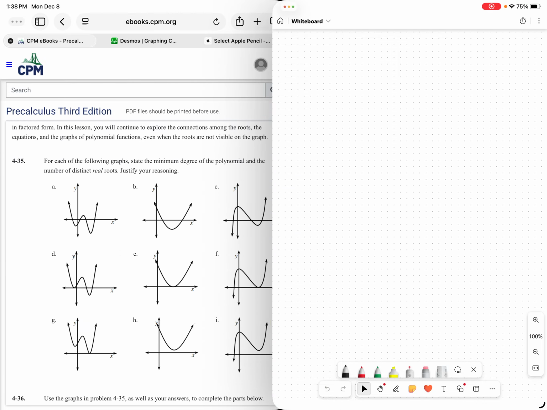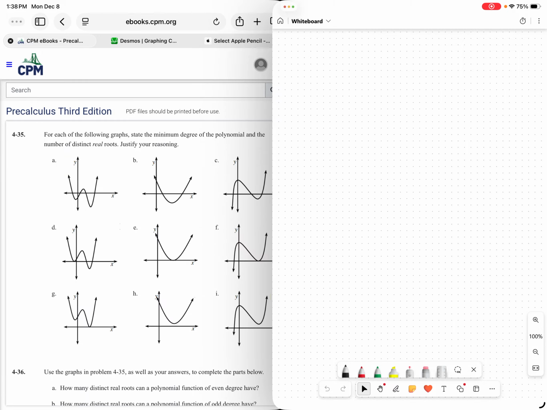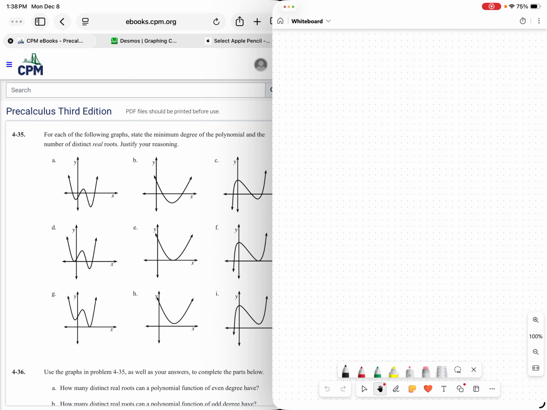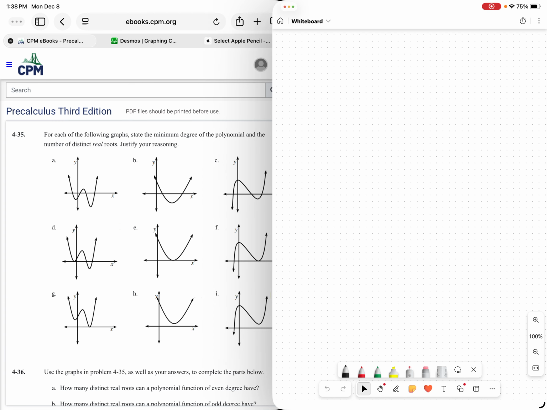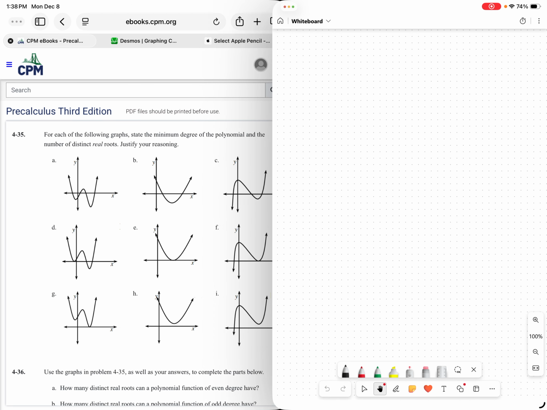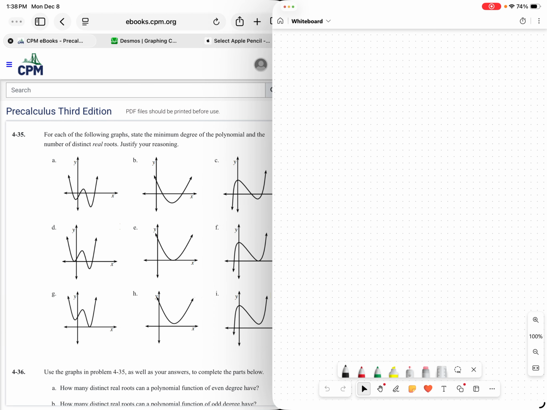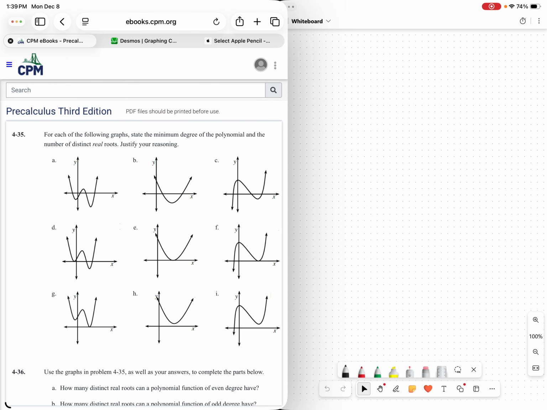So for each of the following graphs, state the minimum degree of the polynomial and the number of distinct roots. So if you go back to the last lesson, we talked about degree, right? And the degree minus 1 is the number of curves. The degree also tells us the possibility of that number of roots. So if you look at A here, if you're looking at the zeros, there are 1, 2, 3, 4 x-intercepts there, or zeros, and there's 3 curves.